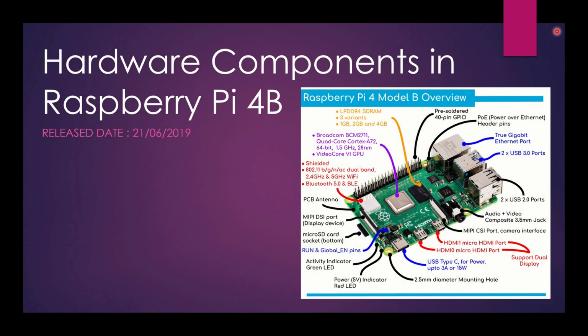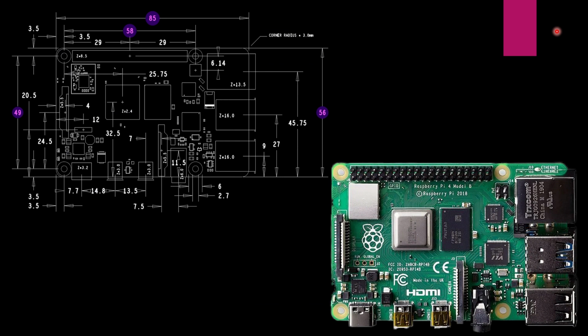Finally, let's study the hardware components in the Raspberry Pi 4B model. This model was released on 21st of June in 2019. This slide shows all the measurements of the 4B model. I have highlighted the measurements which will be required while mounting this model. All the measurements are in millimeters. If you want to continue looking at it, please pause the video. Otherwise, let's move ahead.